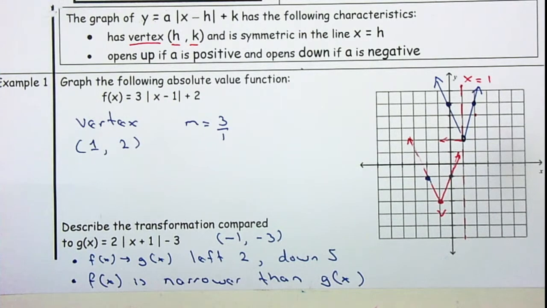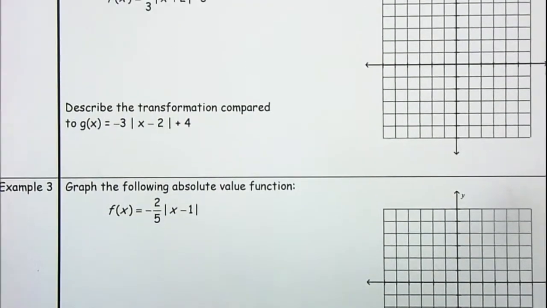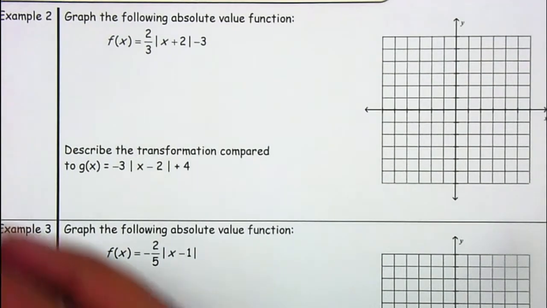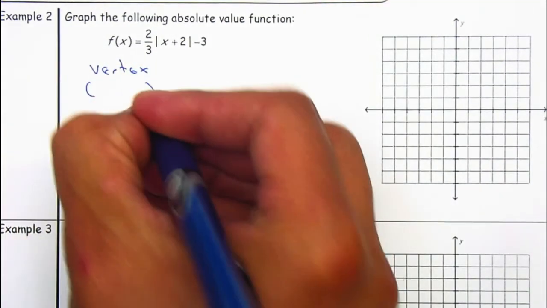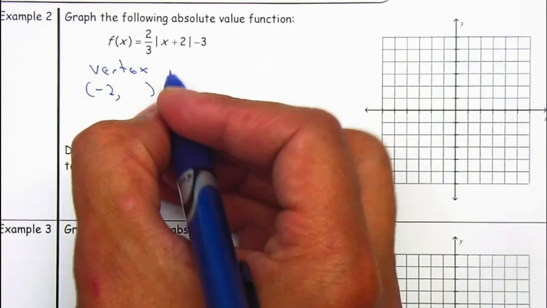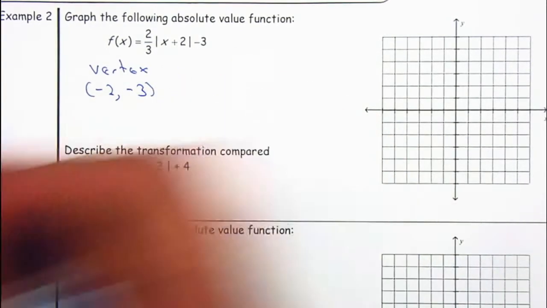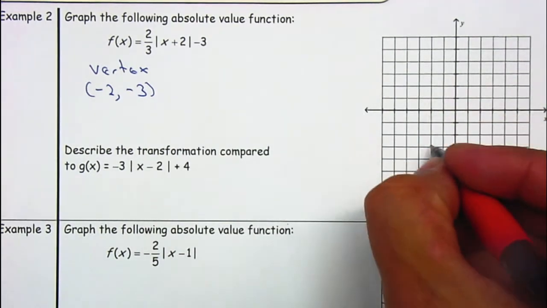Let's continue with example number 2. On example number 2, we are going to go through the same process. We're first going to be able to find our vertex. Our vertex is -2. Remember h, because of the formula, h is the opposite. K is -3. That'll be -2, -3 is my vertex.